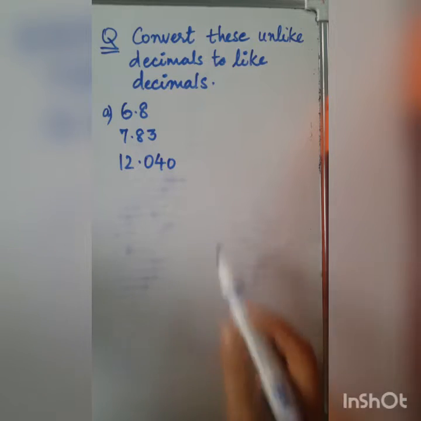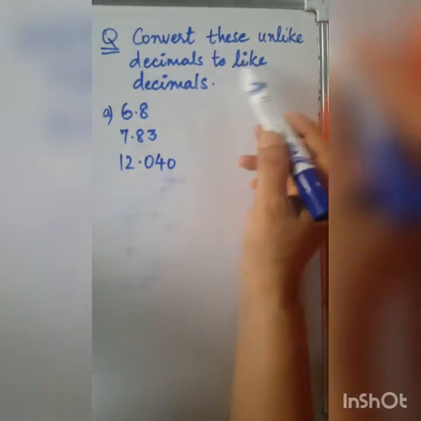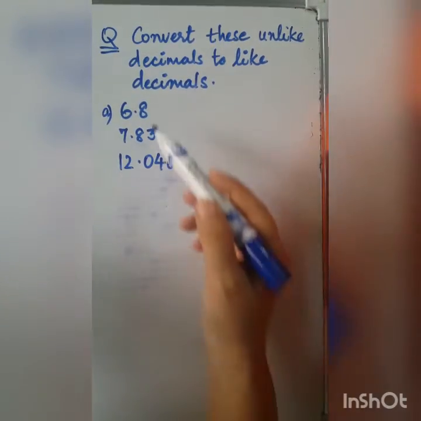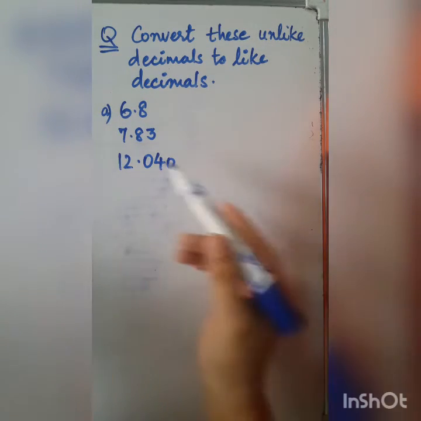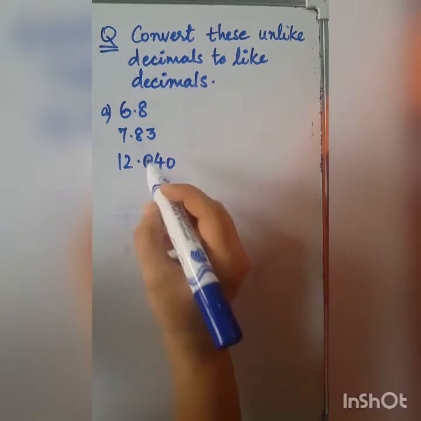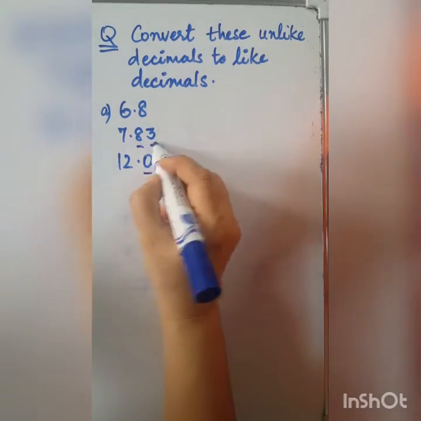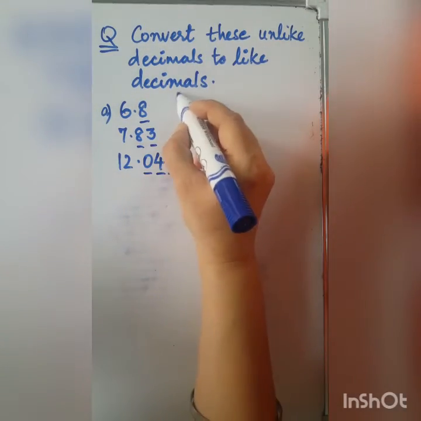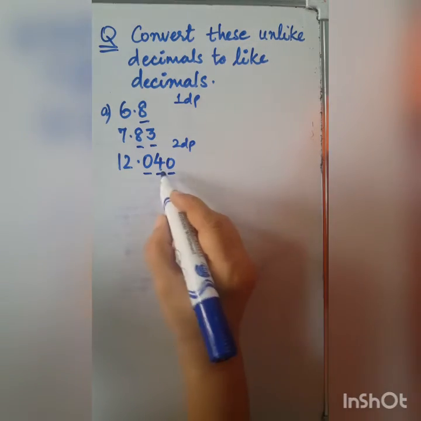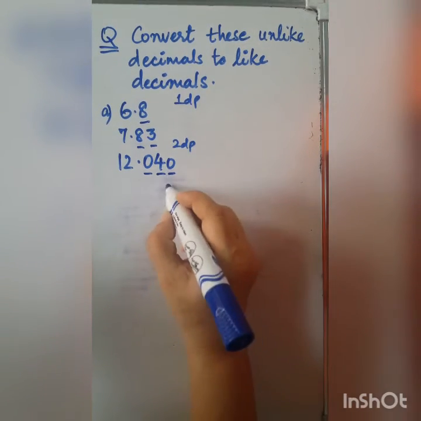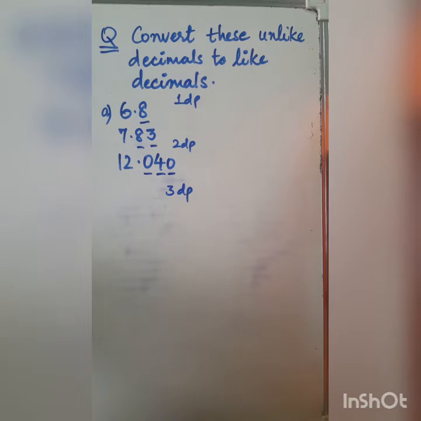Now let us take one example: convert these unlike decimals to like decimals. We have to change the given unlike decimals to like decimals. The process is very easy. Just count the number of decimal places. Here it is 1 decimal place, here there are 2 decimal places, and here there are 3 decimal places.